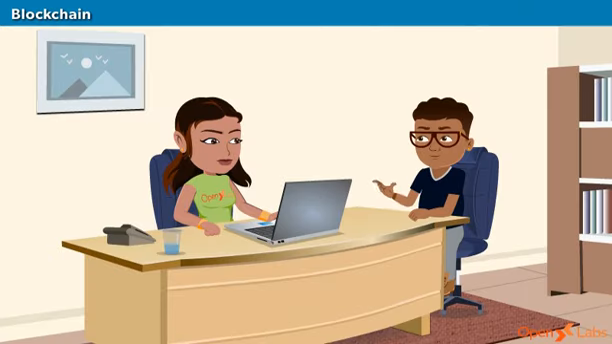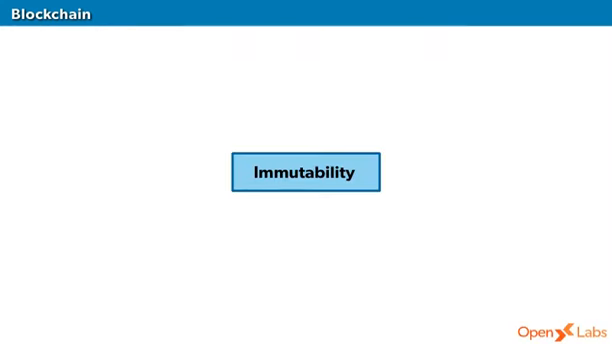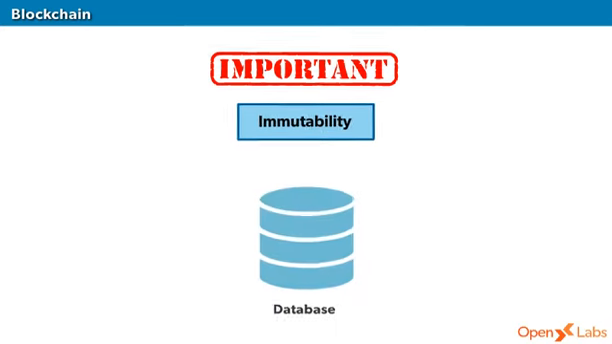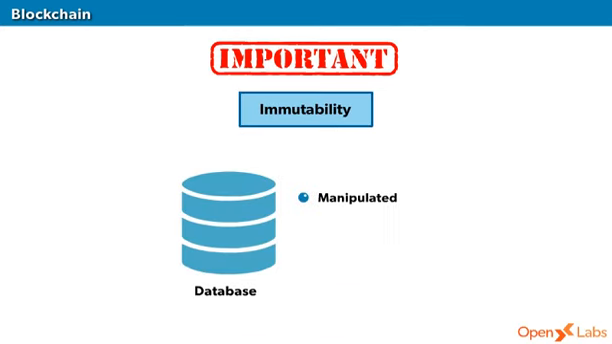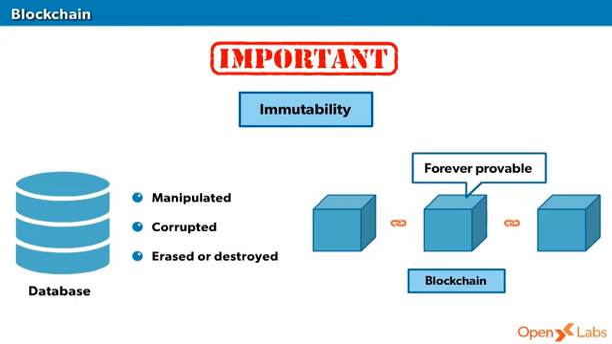But Anita, is immutability in blockchains important? Immutability is important because, unlike a database which can be manipulated, corrupted, erased, or destroyed, information in a blockchain is forever provable.